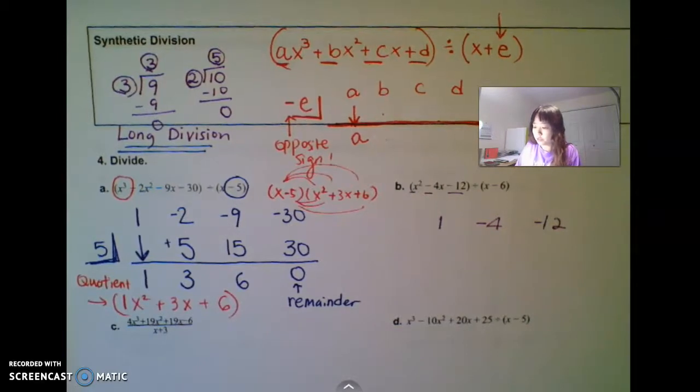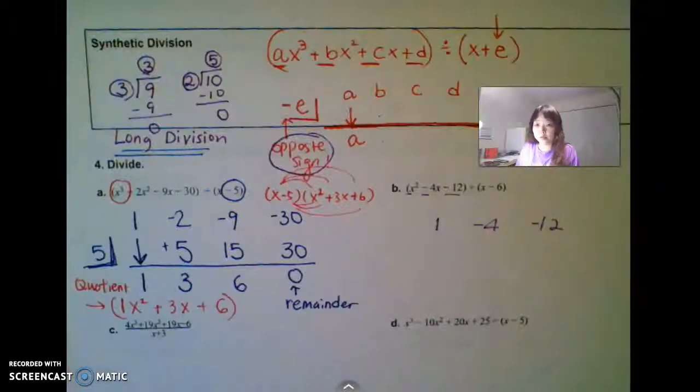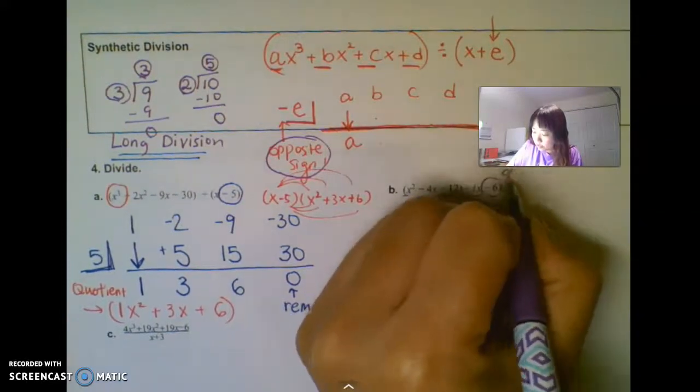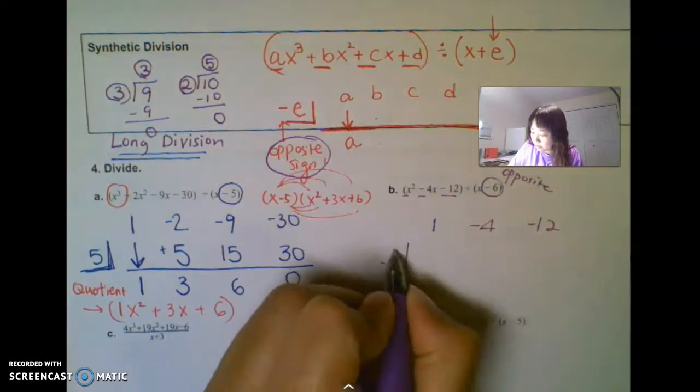We always switch to the opposite sign right here. Just be careful, because that is the number one mistake people make. So instead of -6, we want the opposite sign, so we're going to put +6.